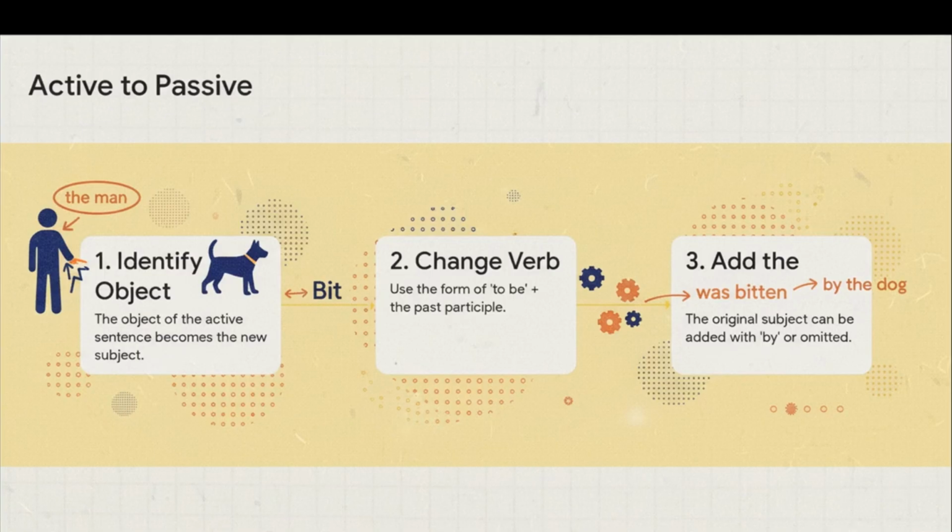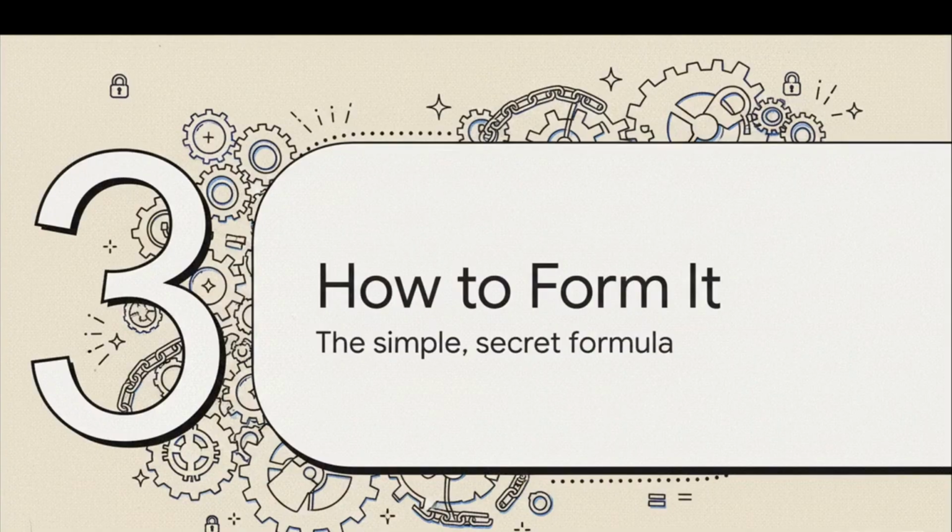So how do you actually make this happen? It's a simple recipe, really. You start with your active sentence, you find the object, in this case, the man, you slide it over to the front to be the new subject. Then you tweak the verb. It becomes a form of to be plus the past participle. So bit becomes was bitten. And if you want, you can add the original doer at the end with the word by. Easy.